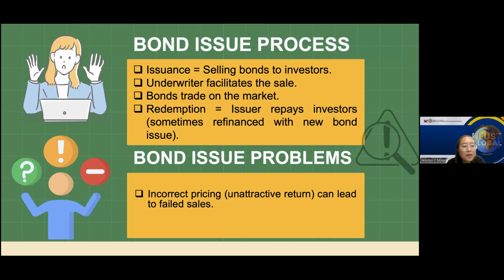Example, if a Philippine company wants to build a new factory, it can issue bonds to raise funds. A bank helps sell these bonds to investors. After 5 years, the company repays the investors or issues new bonds to continue financing its projects.